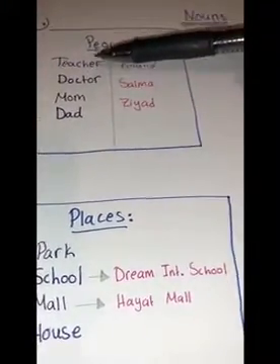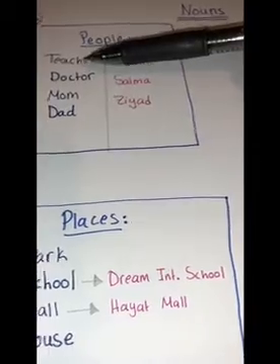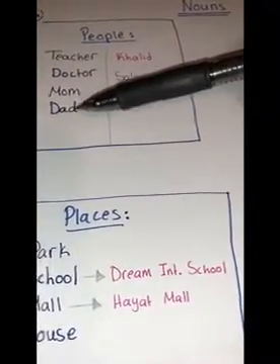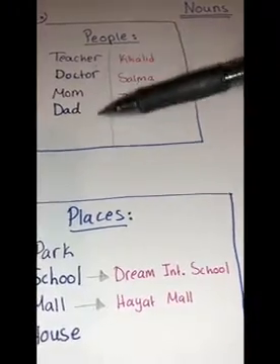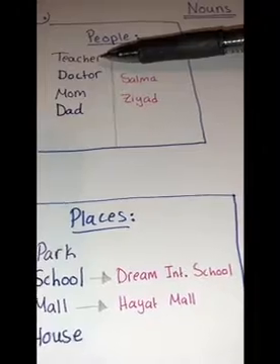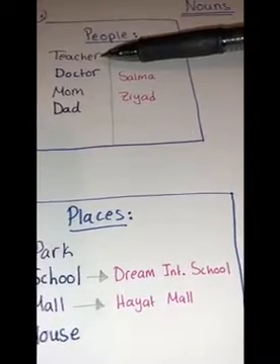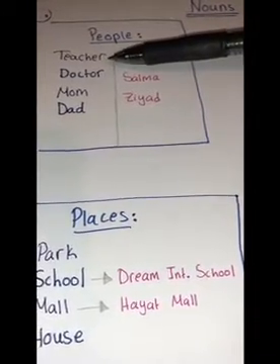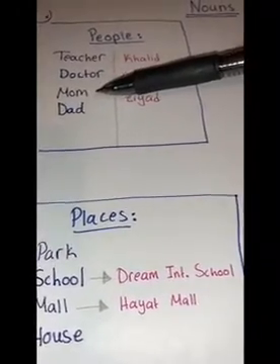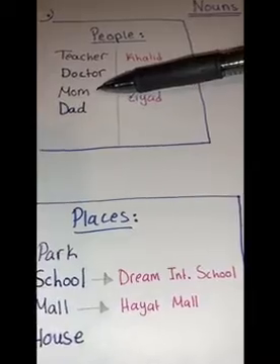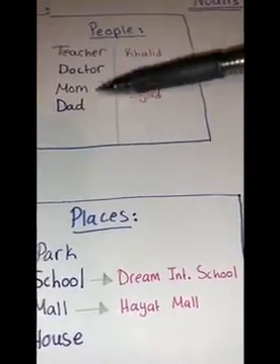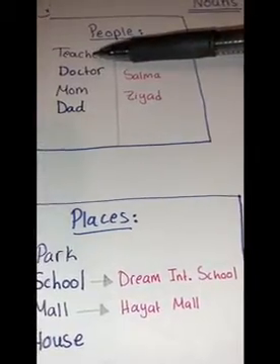Teacher. A teacher is a person, one person. Doctor, mom, dad. These are common nouns, common nouns because we don't know who exactly is the teacher. What is her name? What is the name of the doctor? What is the name of this mom? And what is the name of this dad? So these are common nouns.